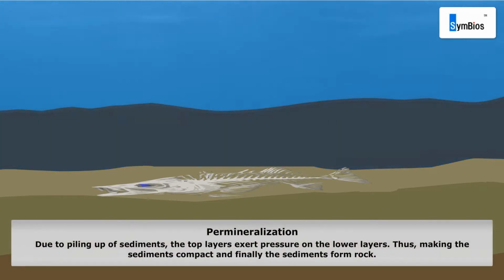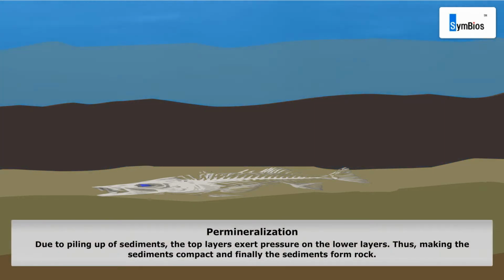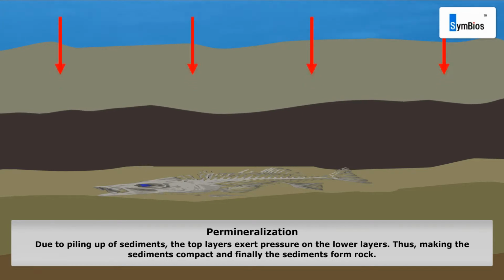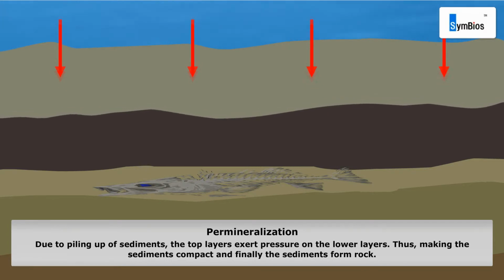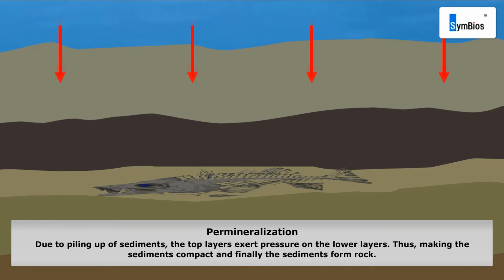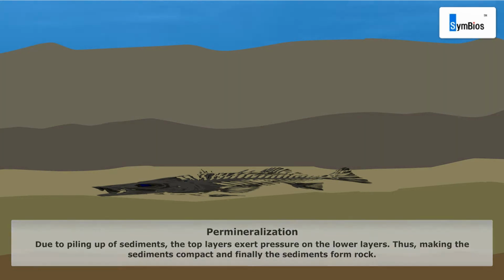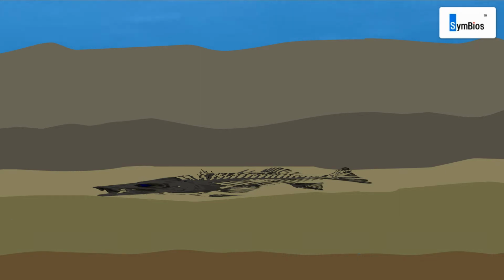Next occurs permineralization. Due to piling up of sediments, the top layers exert pressure on the lower layers, thus making the sediments compact, and finally the sediments form rock. With time, the minerals dissolve the outer shell of the fish. Over years, the entire fish shell is replaced and the rock takes the exact shape of the fish.